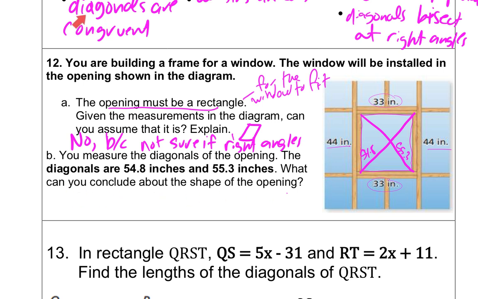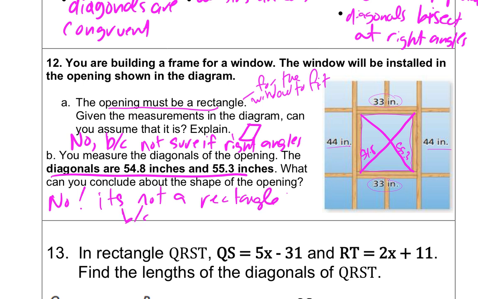Well, we said the diagonals have to be congruent, right? So those are not equal. They are not congruent. So no, it's not a rectangle, because the diagonals are not equal in length, right? That means not congruent. They're not equal in length. Okay, so that's how we know.